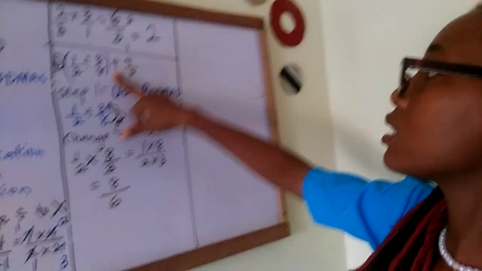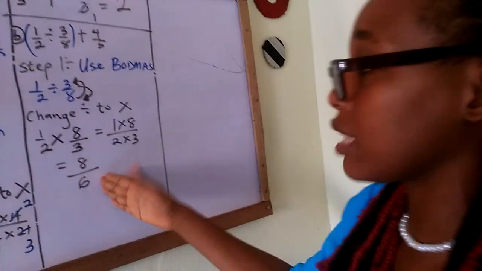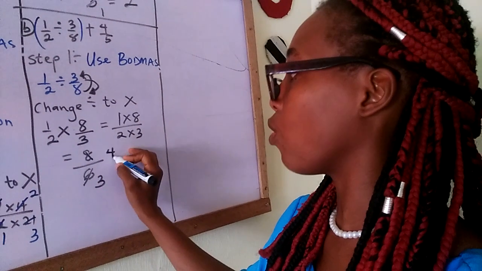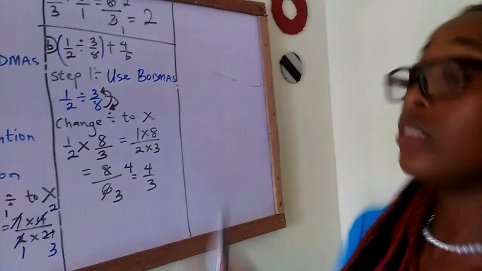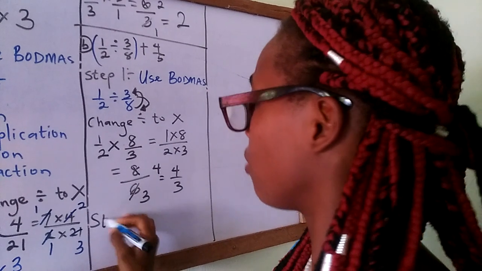Now, plus 4 over 5. Okay, we can break this down to the lowest term. So 2 into 8 is 4, 2 into 6 is 3. We have 4 over 3. But we are not done. Remember, we've just solved for the division. We are not done for addition. So we go for the addition now.